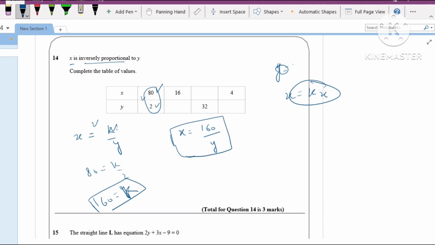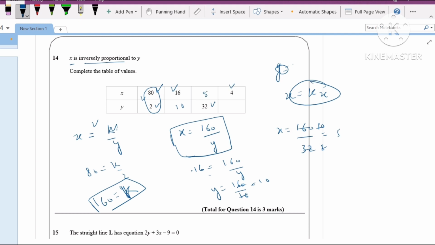Now you will substitute the value of x here to find the value of y. Here x is 16. You will replace x with 16 to find the value of y. Just cross multiply, and 160 divided by 16 is 10. So it will be 10 here. Here the y is 32, and you have to find the value of x. 160 divided by 32 is 5. So this is 5.